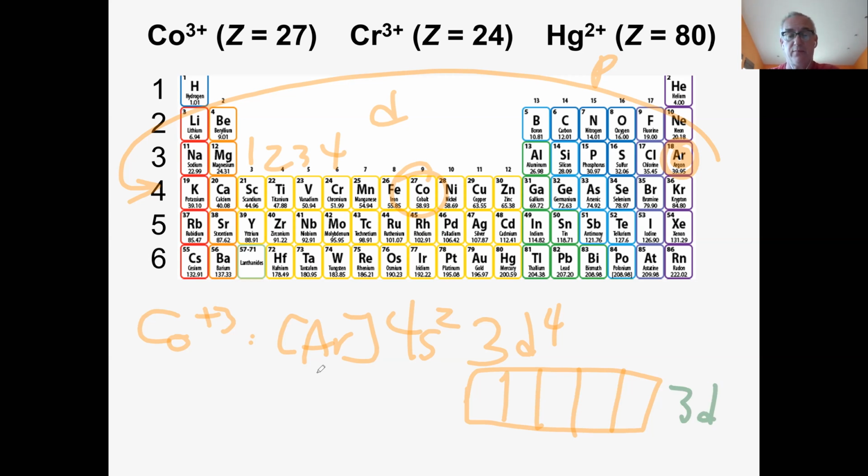So how do I put them in? One in each box except the last one. Exactly. Pointing in which direction? Up. 1, 2, 3, 4. So will the cobalt-3 ion be diamagnetic, meaning it's not magnetic, or paramagnetic, meaning it is magnetic?